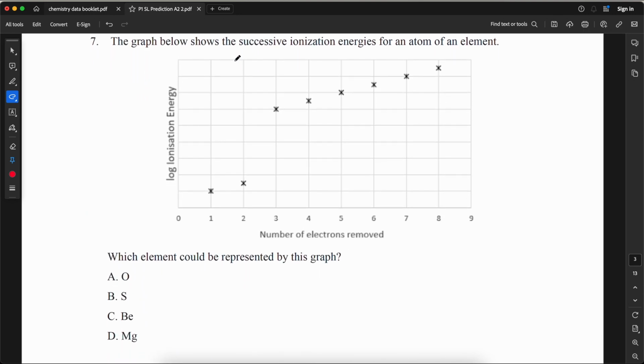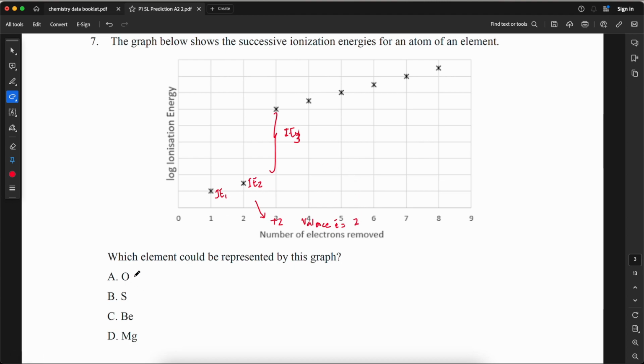The graph below shows the successive ionization energy for an atom of an element. Which element could be represented by this graph? As you can see, there is a higher jump in the ionization energy at the third. Okay, so this is the first ionization energy, this is the second ionization energy. Therefore, 2 electrons are easier to remove, so it's +2. So the valence electrons is 2.